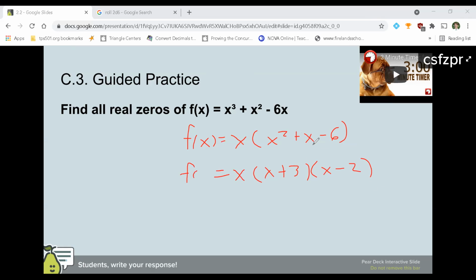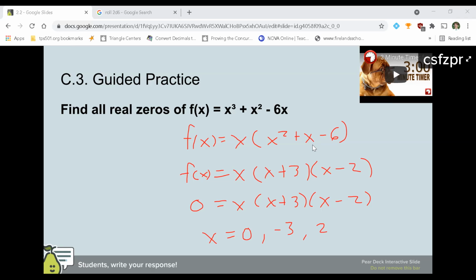But maybe you're ahead of me. Maybe you're telling me the next thing. If I want to make these zeros, oh, no, that's right. If I want to make these zeros, the equation will be 0 when X is 0, -3, and +2.